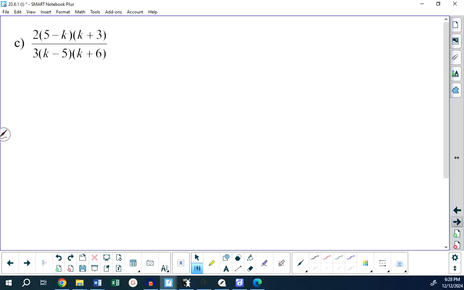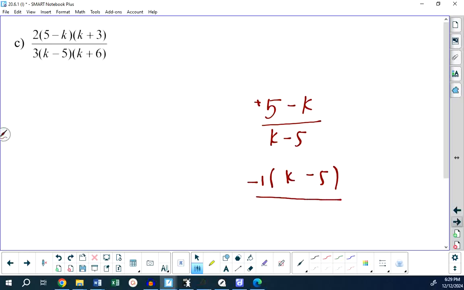I want to talk about something that appears in this one. We have 5 minus k over k minus 5. These are not conjugates, but they are related to each other. If I factor a negative 1 out of the top, that 5 which is positive becomes negative, and that k which is negative becomes positive. And on the bottom I have k minus 5. If you like, just take a minute in your head and multiply that negative 1 back in to convince yourself that this is in fact the same as that.